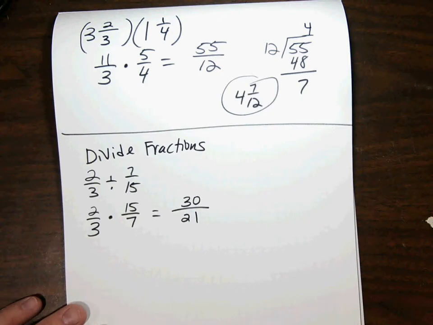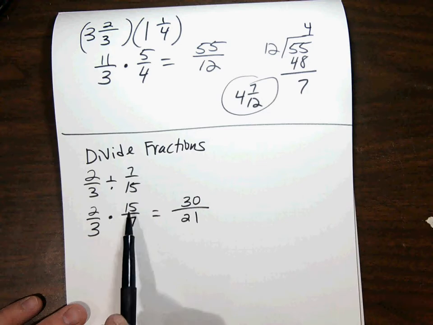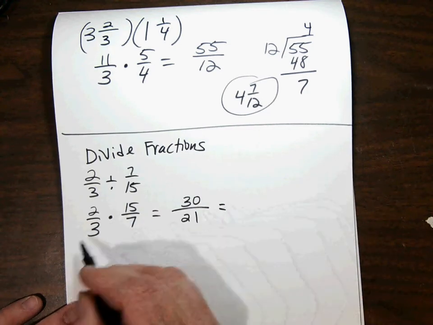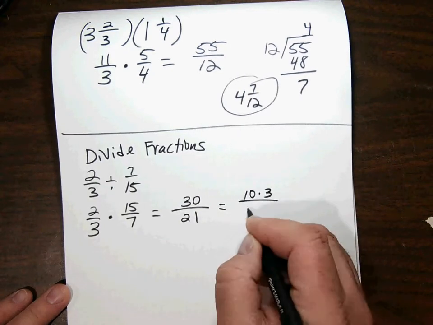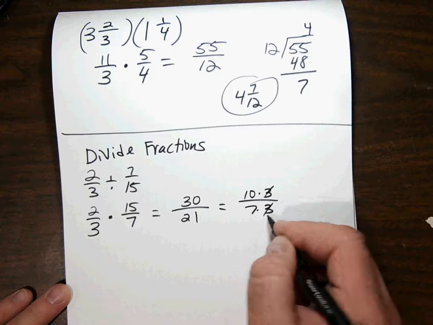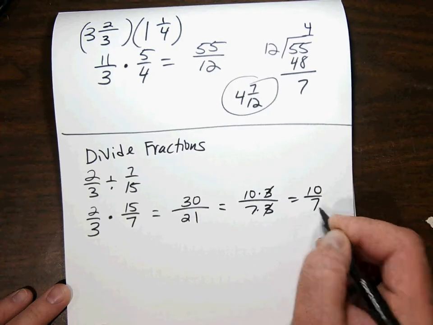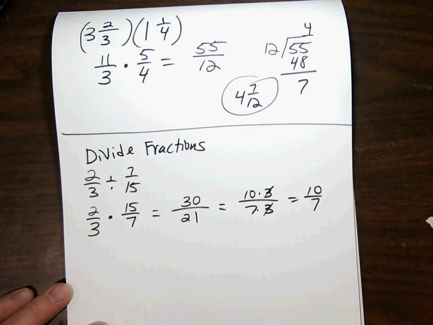order to reduce them. You can see here hidden inside my 15 is a 3. So I see that now, so I'm going to factor this and call it 10 times 3 is 30, 7 times 3 is 21, 10/7. Okay, I might not have seen that though.